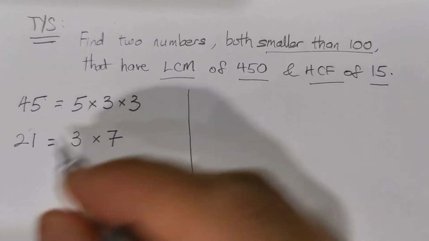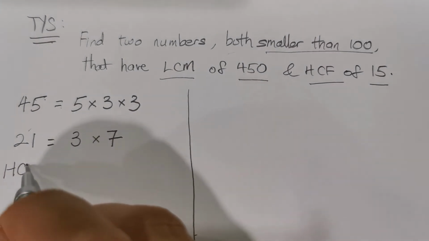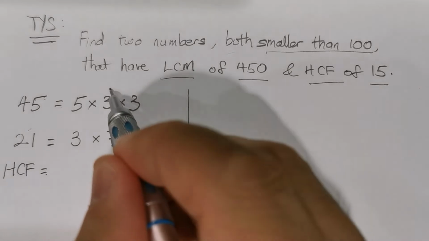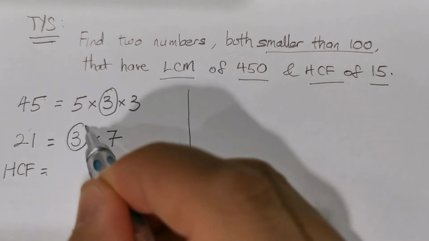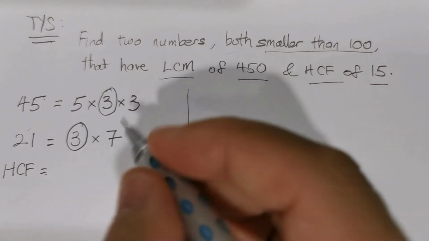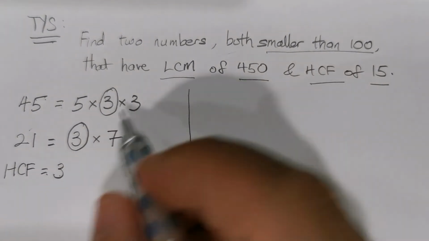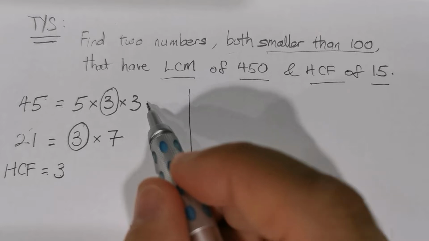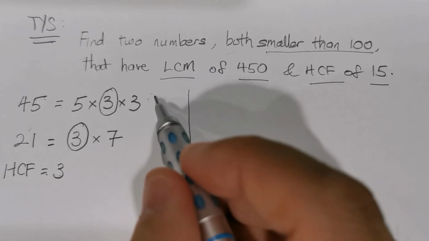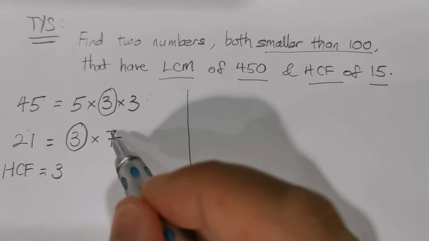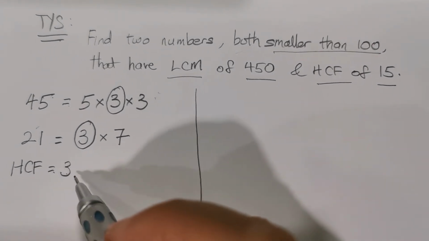Now, once this is done, to find the HCF, we just circle those that are common. There's nothing else that's common, so the HCF is just 3. If there are other numbers, for example if this number here had a 7, then we need to circle the 7 and this 7, so the HCF will become 21.